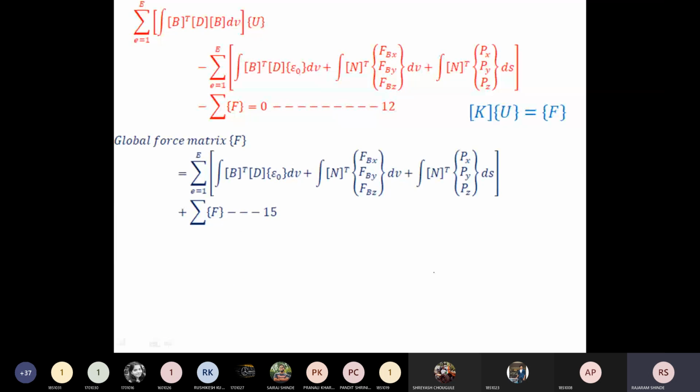Here is your force matrix. This is your force matrix. You can see here. And this is also the assembled force matrix.